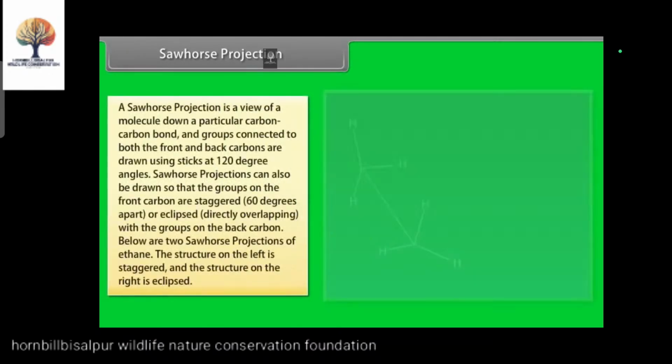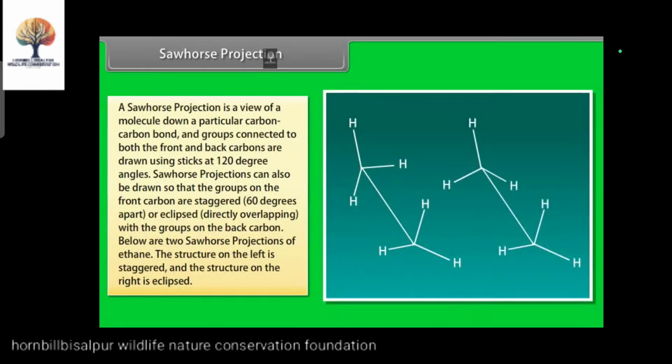Like with the Newman projections, a Sawhorse projection is a view of a molecule down a particular carbon-carbon bond, and groups connected to both the front and back carbons are drawn using sticks at 120-degree angles. A Sawhorse projection can also be drawn so that the groups on the front carbon are staggered 60 degrees apart or eclipsed, directly overlapping with the groups on the back carbon. Below are two Sawhorse projections of ethane. The structure on the left is staggered and the structure on the right is eclipsed. These are the simplest Sawhorse projections because they have only two carbons and all of the groups on the front and back carbons are identical.